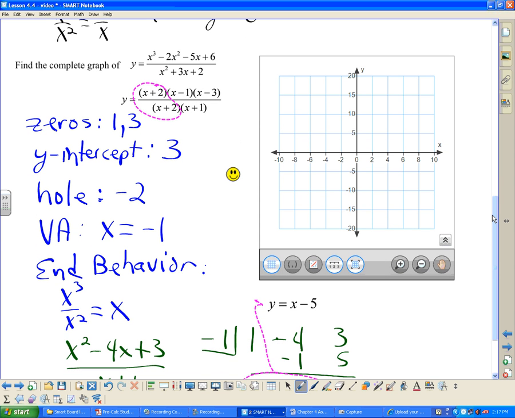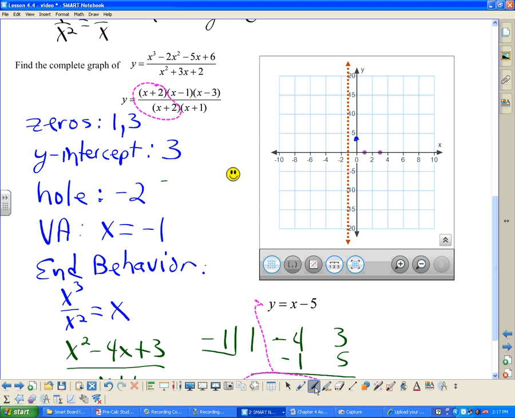So we'll go ahead and graph our zeros first. And so we have zeros at 1 and 3. And we have our vertical asymptote at -1. So the vertical asymptote here at -1. And our y-intercept of 3. It's about there. All right. Now we have our hole, it says, at -2. So let's figure out where that hole's at.